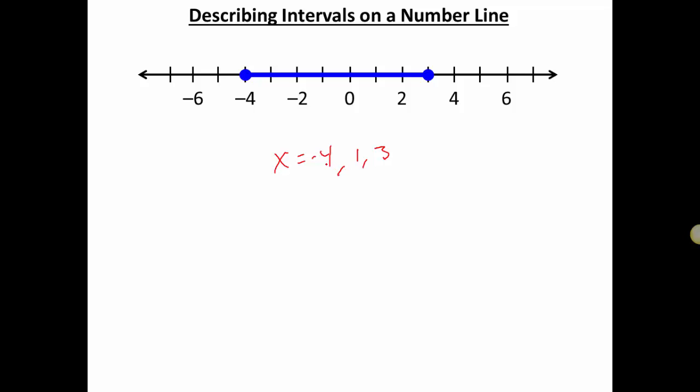But what do we do if I want all the solutions between -4 and 3? I can't just say -4 to 3. That wouldn't make any sense. That's not proper mathematical notation. We need another way of doing it.